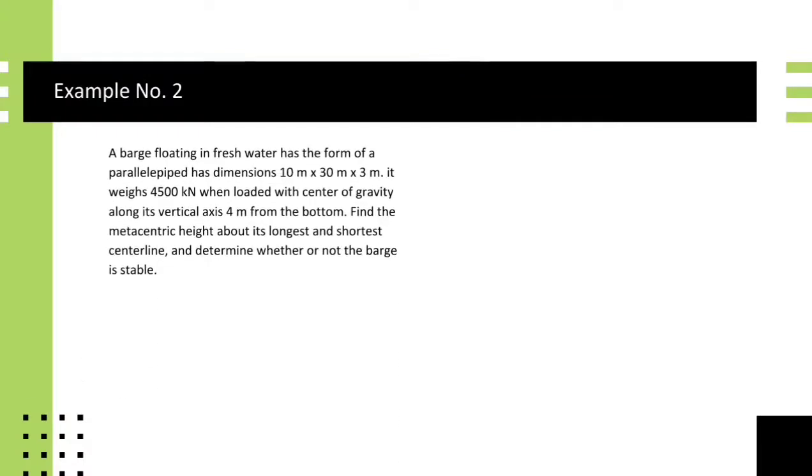Na yung last example natin for stability. Proceed na agad. A barge floating in fresh water has the form of a parallelepiped. Has dimensions 10 meters by 30 meters by 3. It weighs 4,500 kilonewtons when loaded with center of gravity along its vertical axis 4 meters from the bottom. Find the metacentric height about its longest and shortest center line and determine whether or not the barge is stable.